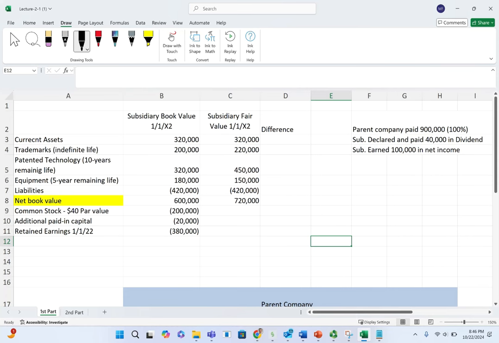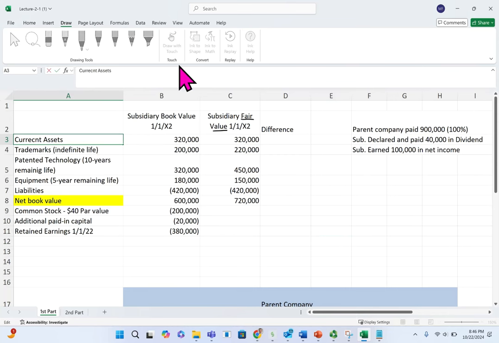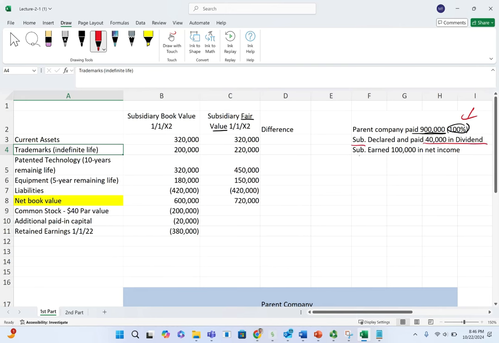So in this problem, we are looking at a subsidiary. This is the book value of the subsidiary as of the purchase date. This is the subsidiary fair value. We have the assets, starting with current assets. The parent company paid $900,000 and purchased 100% of the company. The sub declared and paid $40,000 in dividends. The sub earned $100,000 in net income.